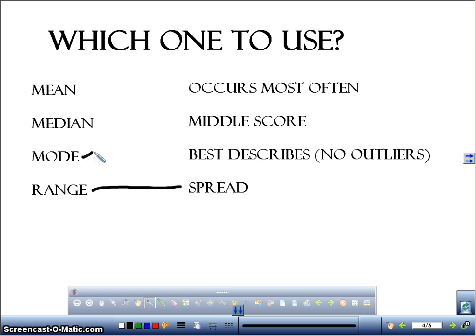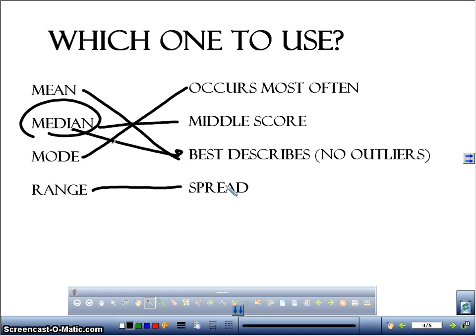Mode occurs most often. Median is your middle score. And mean best describes, they'll often use, but they need to say that you need to look at the data and see that there's no outliers. So they use best described also with median, but there will be outliers with a median. With a mean, there's no outliers. So when you get into those problems, that's what they're looking for there.